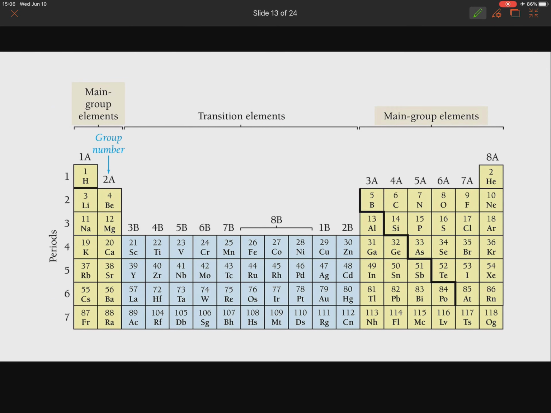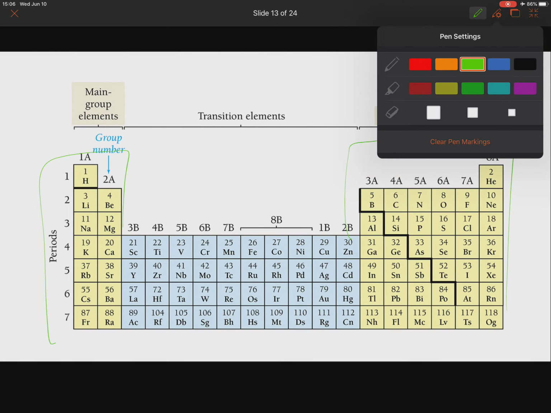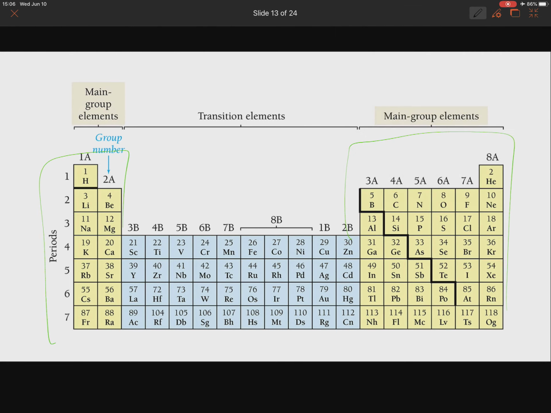We have main group elements. Now these are the ones essentially that have tall columns. These are the main group elements. Their properties can generally be predicted based on their positions. Okay. Now, then there's the transition elements. Their properties are less predictable based on their position. So we separate them. And I'll give you an example.